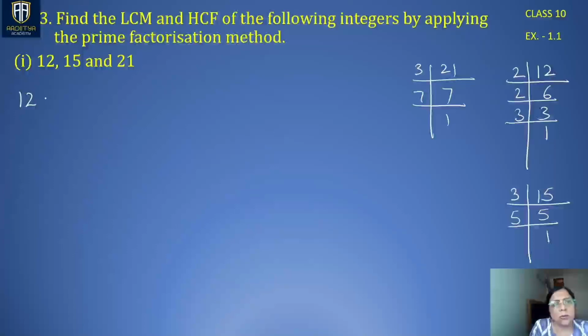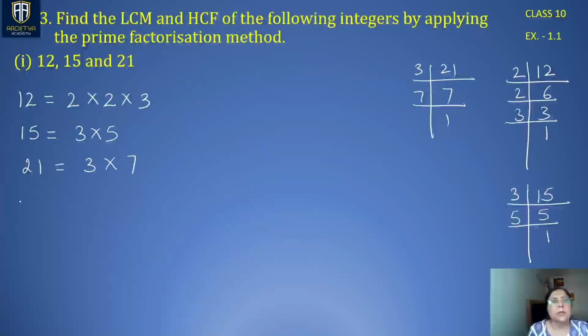So when we write 12, this can be written as 2 times 2 times 3. Then it is 15. 15 is 3 times 5. Finally, we have 21, which is 3 times 7. Right? So now we have three numbers for which we have to find the LCM and HCF. We go for HCF first. Look for the number which is common to all the three numbers. See, 2 is only in 12, not in 15 and 21. A 3 is here, a 3 is here, a 3 is here. So the common factor is only 3. So HCF is 3 in this case.